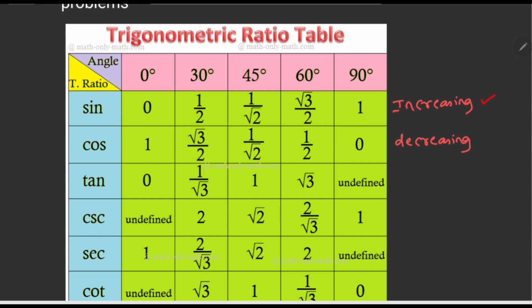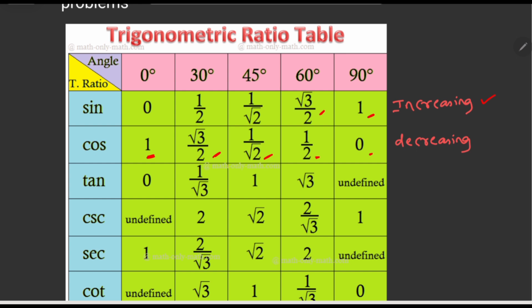Now coming to the cos values, here cos 0 is equal to sin 90. We are writing the reverse pattern of sin. So cos 30 is equal to sin 60. Now sin 45 and cos 45 both are equal, cos 60 will be 1 by 2 and cos 90 will be 0. Here sin values keep on increasing, like that cos values keep on decreasing.